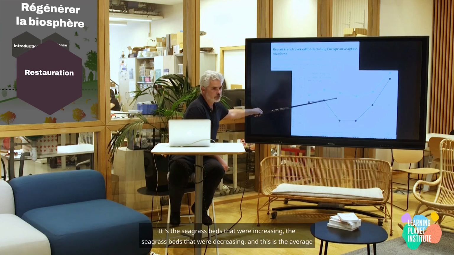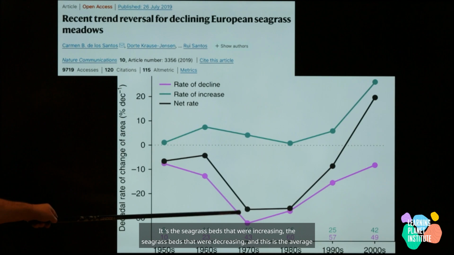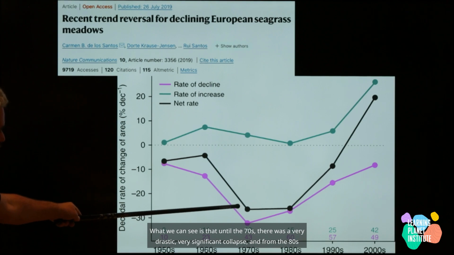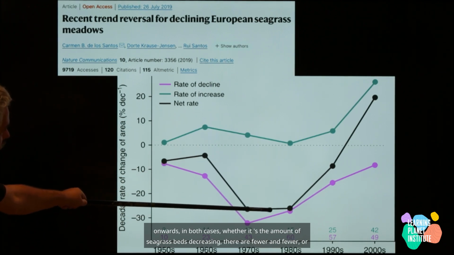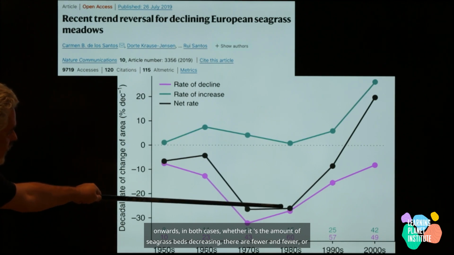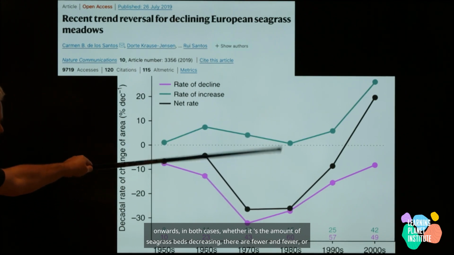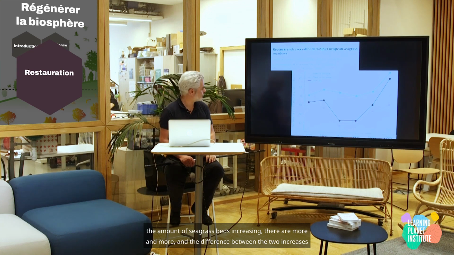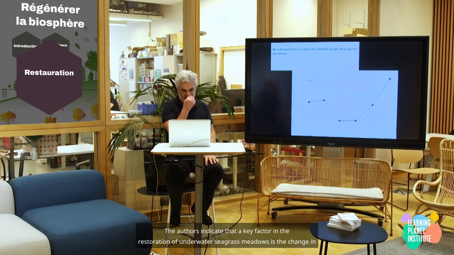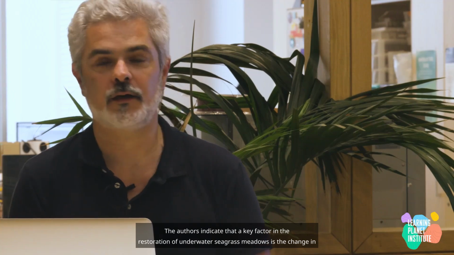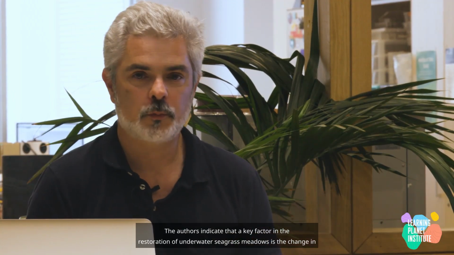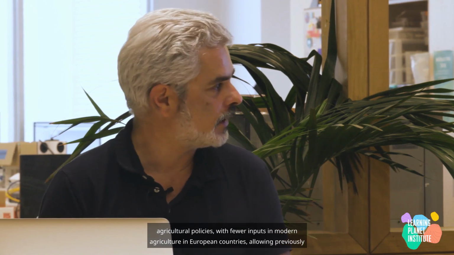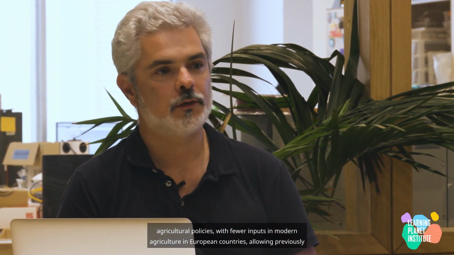It's the seagrass beds that were increasing, the seagrass beds that were decreasing, and this is the average of the two. What we can see is that until the 70s there was a very drastic, very significant collapse, and from the 80s onwards, in both cases, whether it's the amount of seagrass beds decreasing, there are fewer and fewer, or the amount of seagrass beds increasing, there are more and more, and the difference between the two increases very significantly. The authors indicate that a key factor in the restoration of underwater seagrass meadows is the change in agricultural policies, with fewer inputs in modern agriculture in European countries, allowing previously threatened seagrass meadows to revive and flourish.